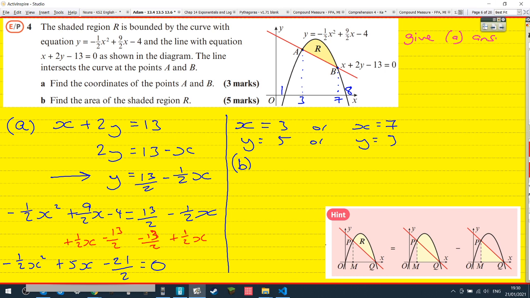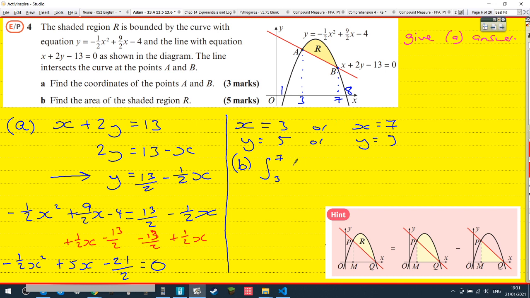So for this, would you do 7 and 3 as an integral? Yeah. And what equation would you use though? There's 2. You want total area minus unshaded. So what one would give you the total area? Would be the top one, wouldn't it?